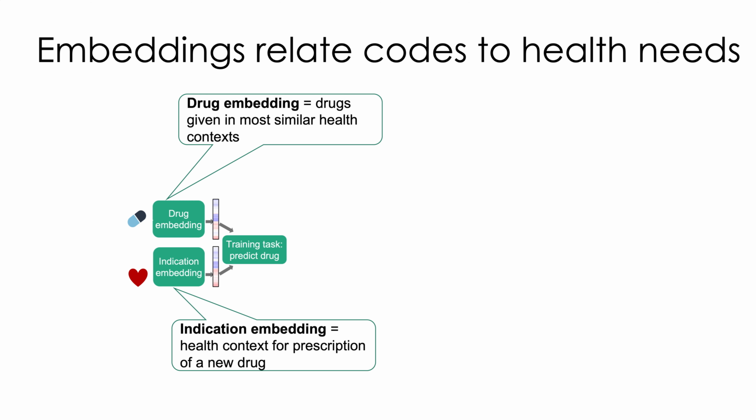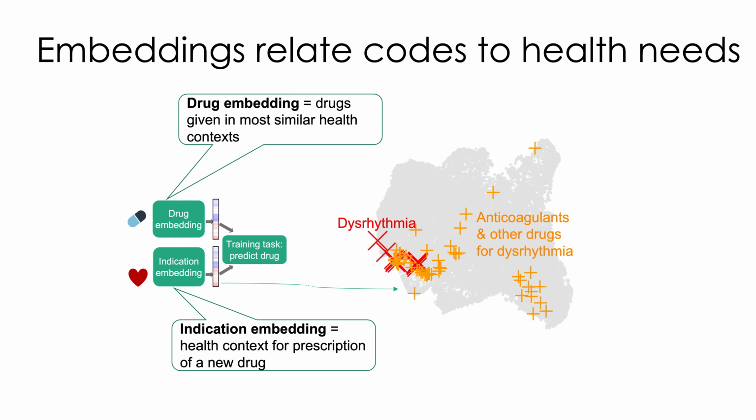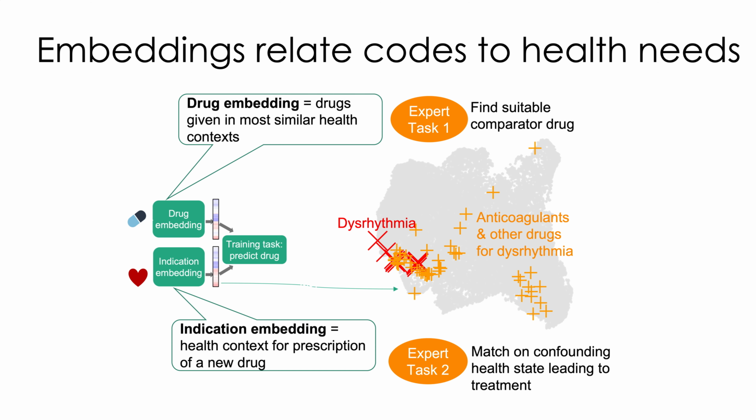So there are about 30,000 drugs, diseases, and procedures that we create these embedding vectors for, and we can visualize these using UMAP. So here each point is one medical code, and I highlighted some codes corresponding to dysrhythmia and anticoagulants that sometimes treat dysrhythmia. So you can see that there's a lot of meaning captured there. And then I show that these are useful for the task of first using the drug embeddings to find a suitable comparator drug, and second, the other expert task of matching on confounding health status leading to treatment.